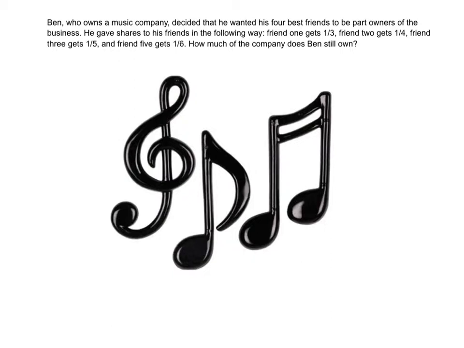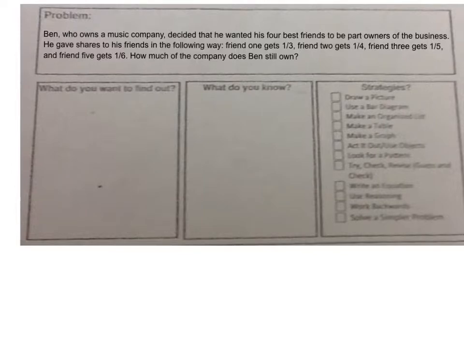This problem addresses the 5th grade standard, Numbers and Operations with Fractions, 5.2. I can solve word problems that involve fractions. This graphic organizer can help us to solve our problem. There's a box that says, "What do you want to find out?" The question sentence is, how much of the company does Ben still own? So we want to find how much of the company Ben still owns.